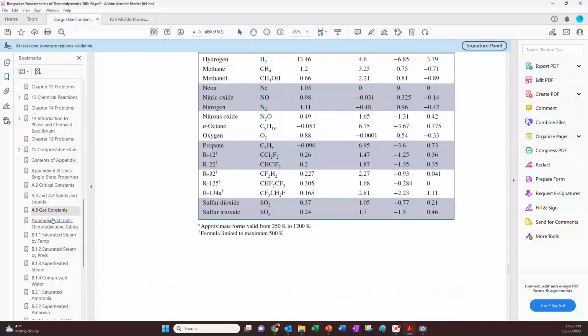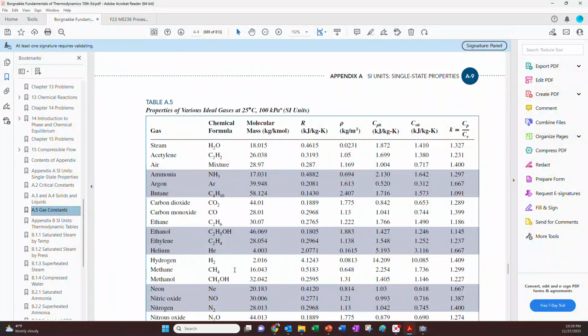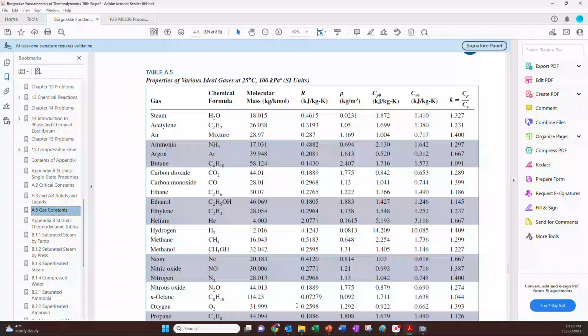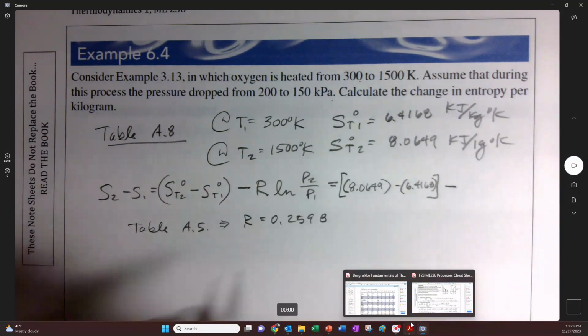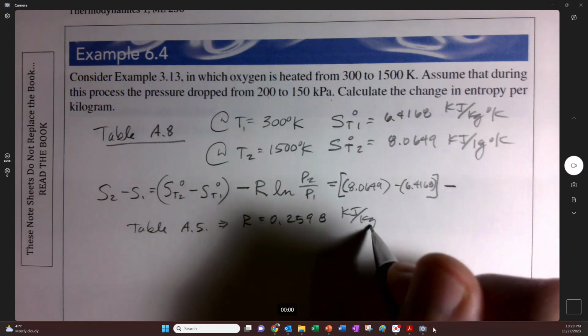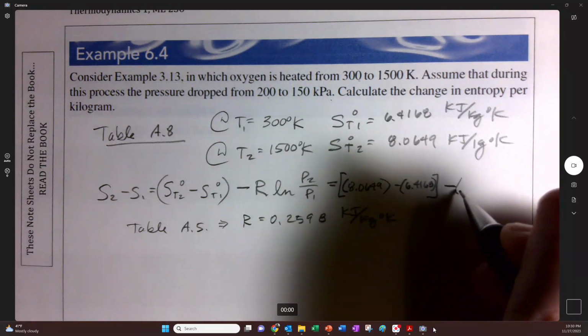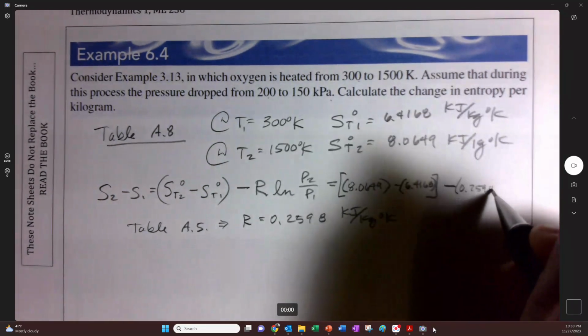And we've got to get the gas constants. I'm going to go up here. Gas constants, and for oxygen, where do we go? Oxygen, we have these. I'll highlight them. So R is 0.2598 kilojoules per kilogram degree Kelvin. So we'll put this in here, see if we can squeeze in 0.2598.